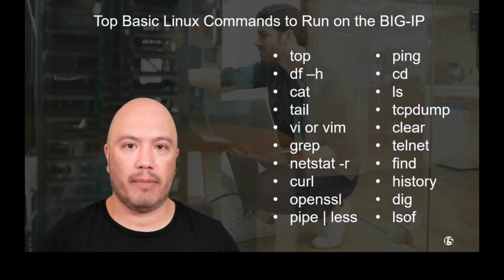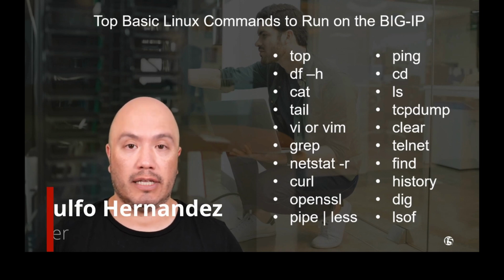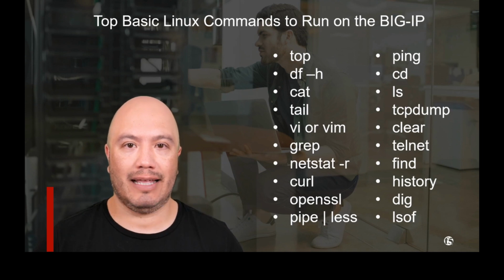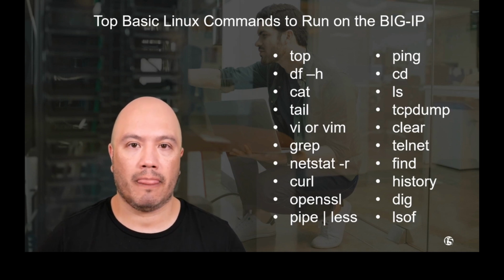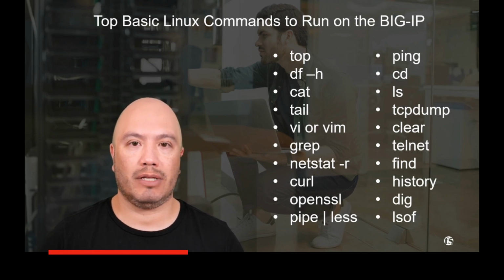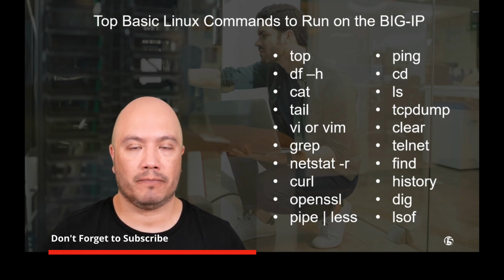Today we're going to be talking about basic Linux commands on the Big IP. Recently I was asked, "Hey, we are a Windows shop and we don't have a ton of Linux experience on our team, but we do have Big IPs and we need to be able to administrate our Big IP from the command line at times. So what do we need to know in order to really get around Linux?"